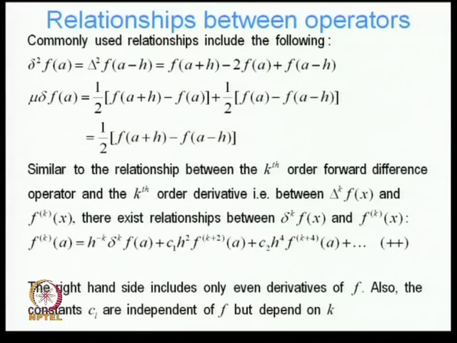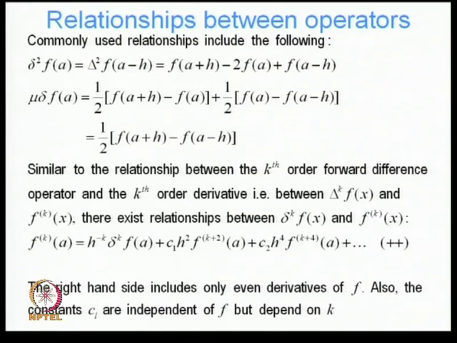And what are the error terms? Well, the error terms go as h square, h4 and so on. The leading order of the error term is given by h square, and it also involves the higher order derivatives of f, so f of k plus 2. So, the right hand side includes only even derivatives of f. Also the constants C L are independent of f. These constants do not depend on the function, but they do depend on the order of the derivative that we are interested in. These constants depend on k.